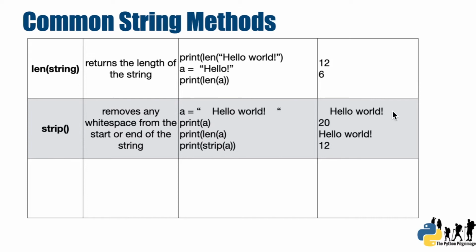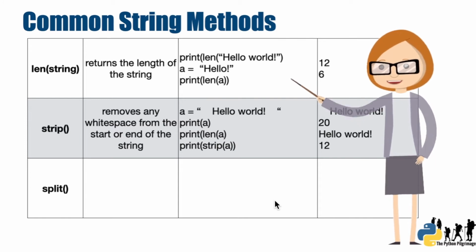So it printed out "hello world" with leading and trailing spaces, the length of a, and then the stripped version of a, and then the count of the stripped a. That makes it 12.